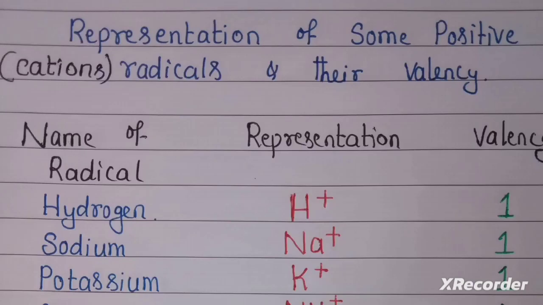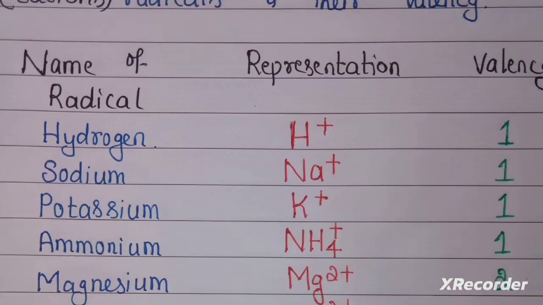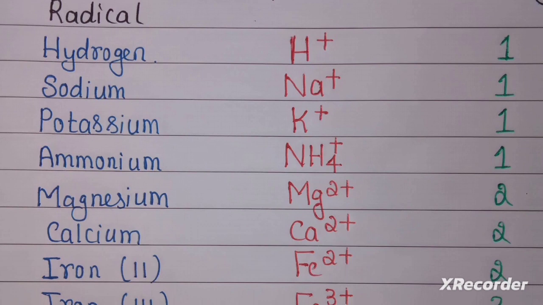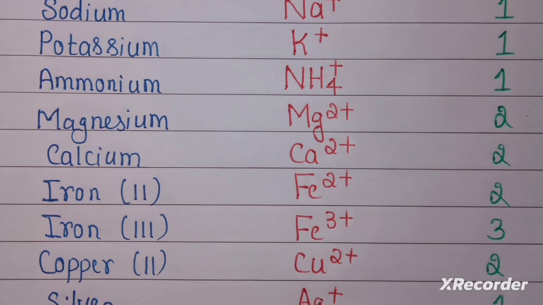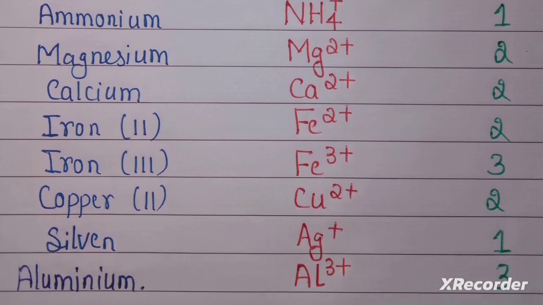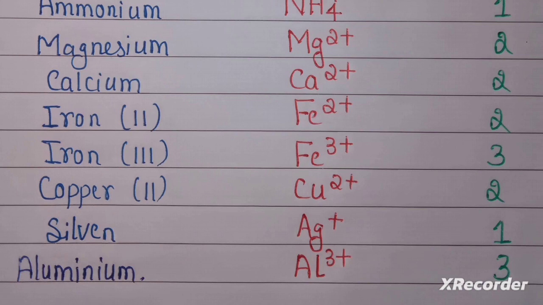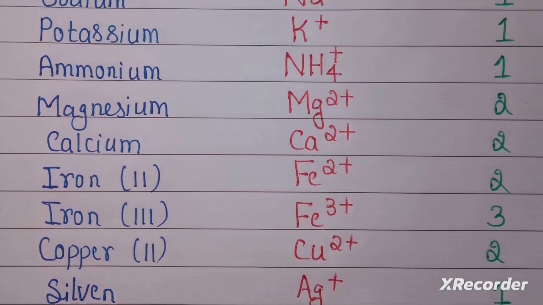Students, in this class we are going to learn how to write chemical formulas. Before that, we must know the representation of some of the cations and anions normally used to write chemical formulas in chemistry. So this page has the representation of some of the cations we normally use in chemistry classes, like hydrogen ion, sodium ion, potassium ion, ammonium ion, magnesium ion, calcium ion, ferrous ion, ferric ion, copper ion, silver ion and aluminium ion.